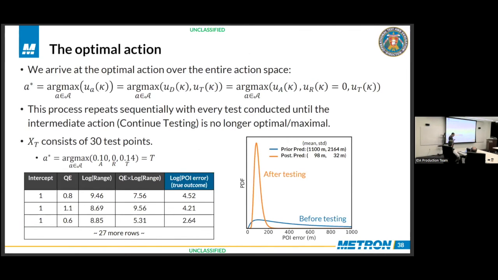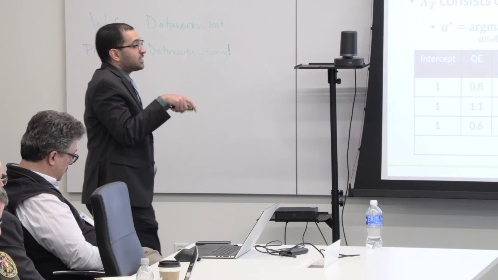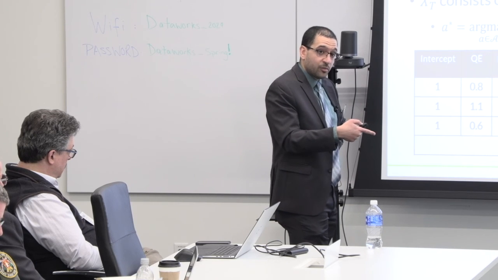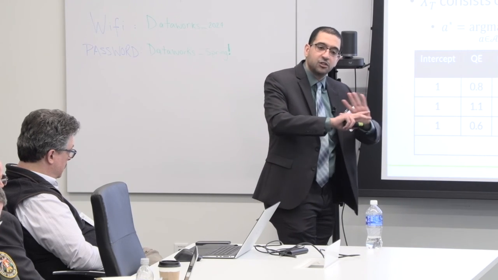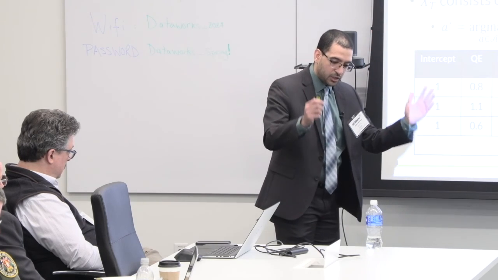So now finally we arrive at the optimal action you should do. The optimal action over the 3 actions we've defined: you could have accepted the system, rejected the system, or continued testing. Well, now that's that principle of maximum expected utility. Now we're just going to take the max over those 3 utilities. And again, this process repeats sequentially until the intermediate action, the non-terminal action, continue testing, is no longer optimal, and therefore you need to make a terminal decision.